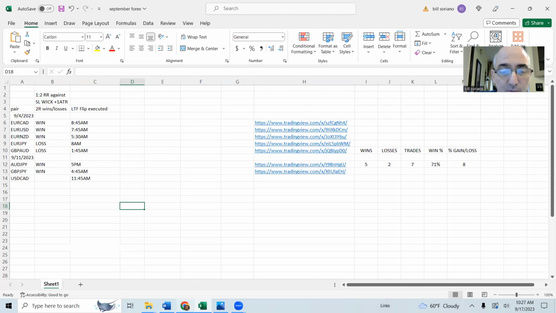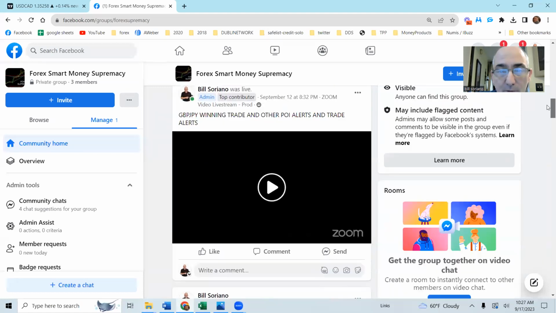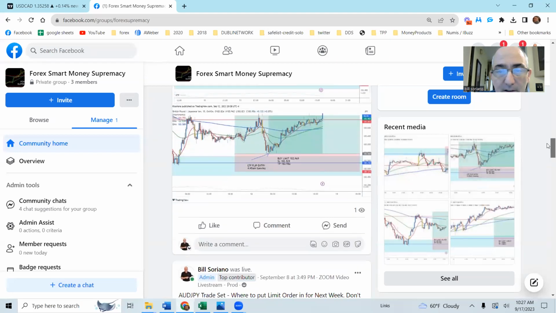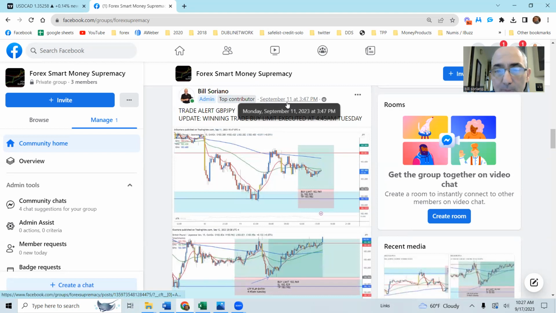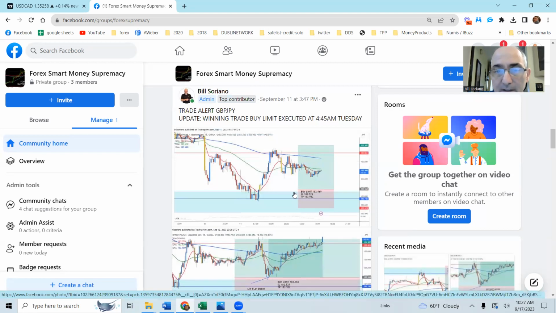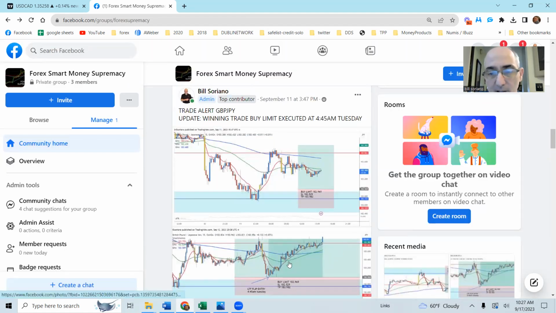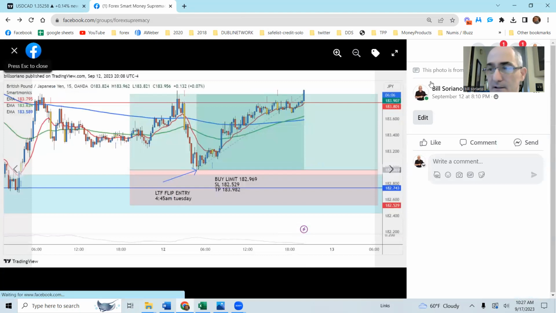Last week, these two winning trades, I gave the alerts here in the group. Let's see if we could find them real fast here. Boom, boom. That's the alert, GBP JPY. I gave that alert on September 11th. Right here, when I give the alert, it has the buy limit or sell limit, in this case the buy limit, the stop loss, and the take profit. And I put the chart image here. I also put the image of the winning trade after the trade wins, right?